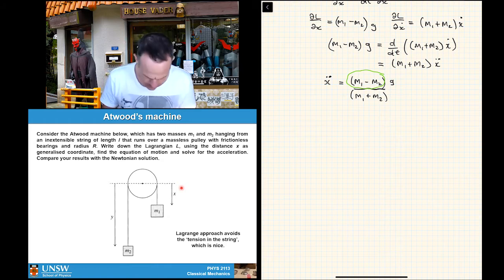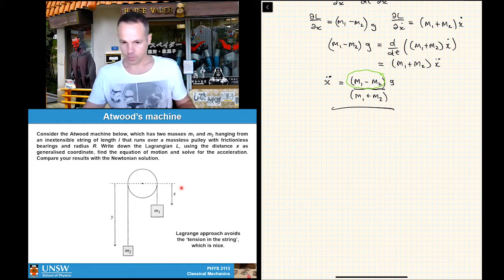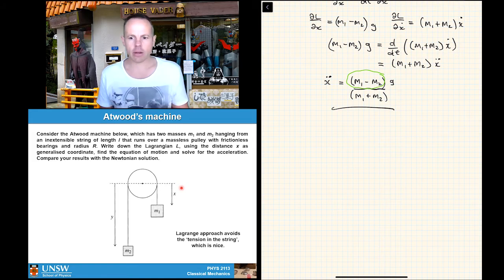Okay, so that's the first one, kind of easy. It gives you an example of a Lagrange equation approach that maybe isn't radically easier than the Newtonian approach, because the Newtonian approach you can do in an equivalent amount of algebra.